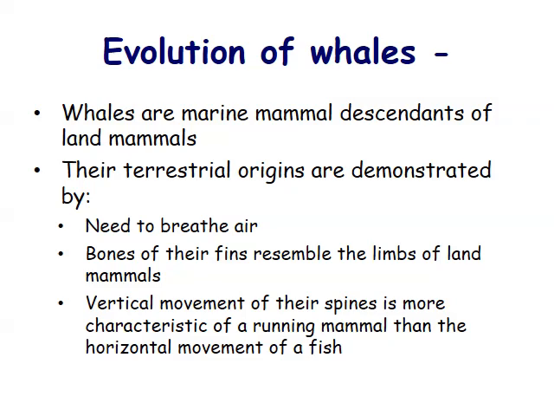If you look at whales, whales are marine mammals, and they are believed to be descendants of land mammals. And the reason why we think that they were once land mammals is they need air to breathe. And if you look at the bone structure of their fins, it resembles that of the limbs of land mammals. They have pelvic bones, and they have very tiny short femurs or thigh bones, which are non-functional but are still present in their skeleton. Also, whales have a vertical movement in their spine, and that's more similar to that of a running mammal than the horizontal movement found in fish.